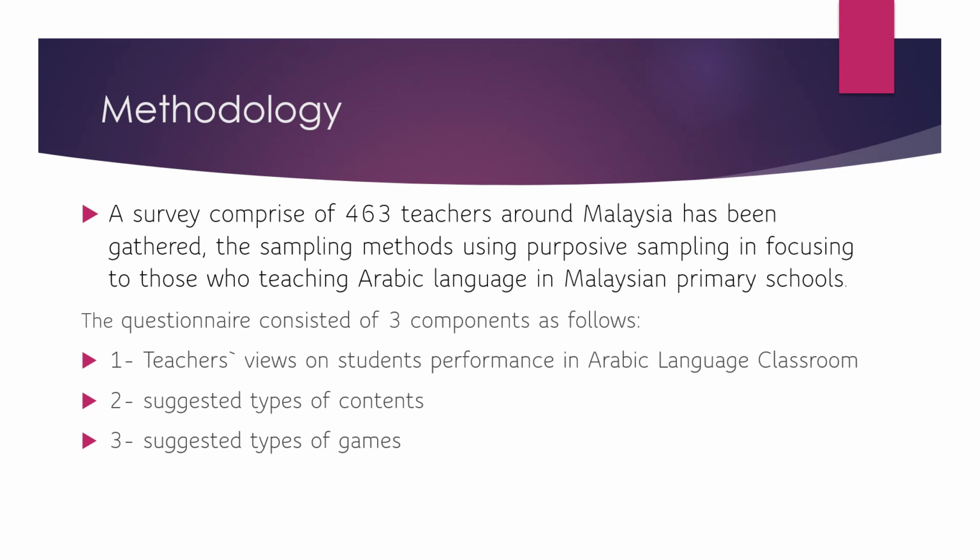A survey comprised of 463 teachers around Malaysia has been gathered. The sampling method used purposive sampling, focusing on those who teach Arabic language in Malaysian primary schools. The questionnaire consists of three components as follows. First, teachers' views on student performance in Arabic language classroom. Second, suggested types of contents. And third, suggested types of games.